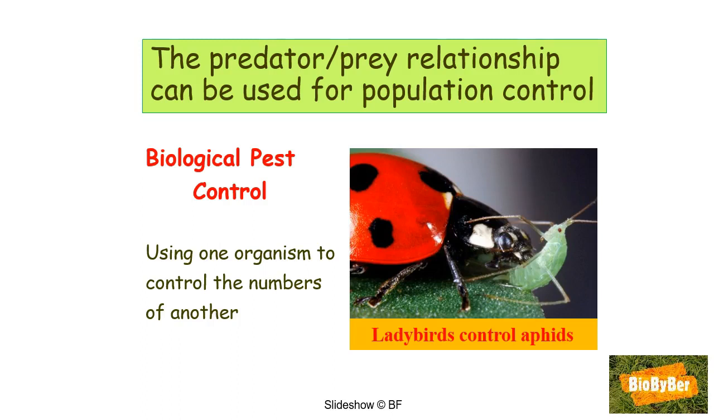We can see the use of a predator-prey relationship in biological pest control, where you would use one organism to control the numbers of another. Because don't forget, competition and predation usually result in an increase in death rate. So if we use the ladybird to control the levels of greenfly on our rose bushes, this would be an example of biological pest control where we're interested in keeping down the numbers of greenfly.